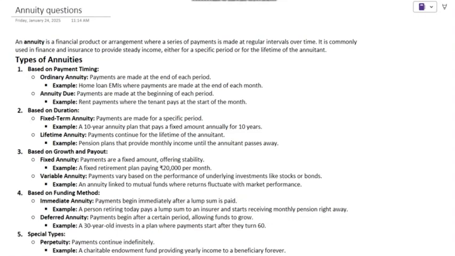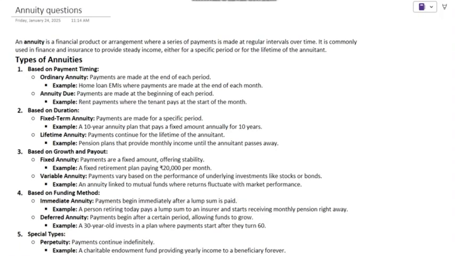The second categorization is based on duration. There are two types based on duration: fixed term annuity and lifetime annuity. Under a fixed term annuity, payments are made for a specific period. For example, a 10 year annuity plan that pays a fixed payment annually for 10 years. Under a lifetime annuity, payments continue for the lifetime of the annuitant. For example, pension plans that provide monthly income until the annuitant passes away.